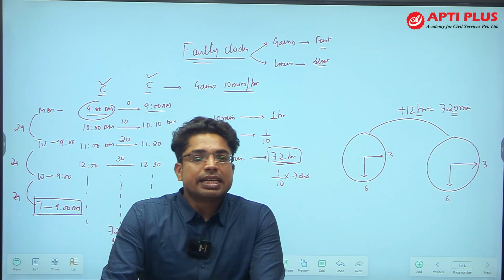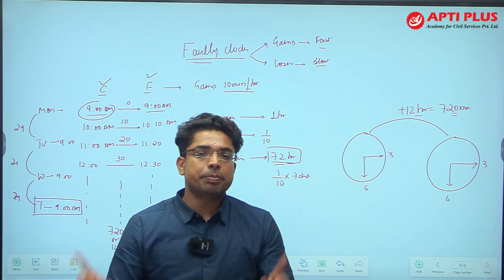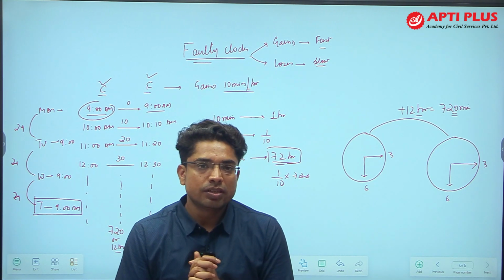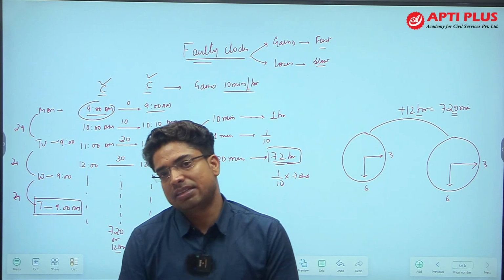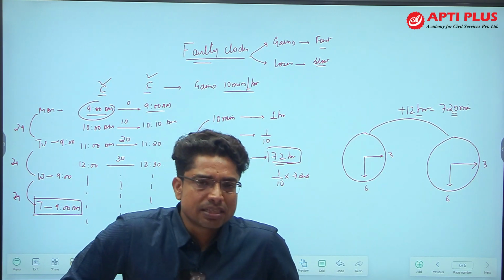Right. So, the basic idea behind this is that the two clocks will show the same time if they are separated by a total of 720 minutes or 12 hours. That is the basic understanding. So, I hope this makes sense.